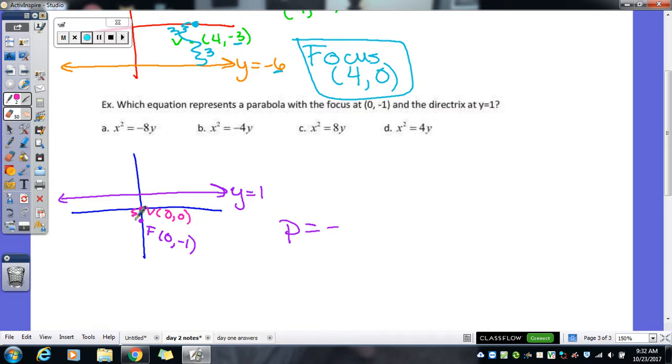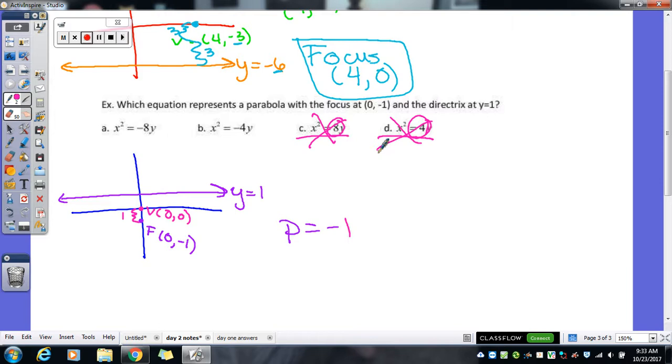So what is our distance between our vertex and our focus? 1. So that means our p-value is going to be -1. So if we're looking at these equations up here, D and C we can knock out right away because those numbers in front of your y are positive. That means those would have positive p-values. We don't want a positive one. We want a negative one. So we've got it narrowed down to choice A or B.